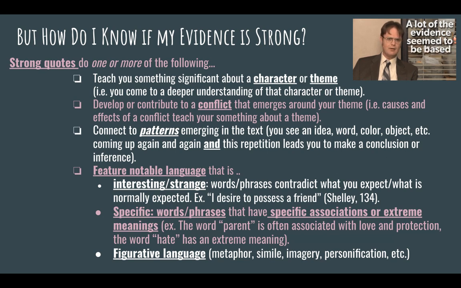So the quote should have information or word choices that teach you something significant about a character or a theme. So you're able to come to a deeper understanding of that character or theme, right? You're seeing how a specific character is more complicated than you originally thought, or you're starting to see what an author is teaching you about a specific theme.